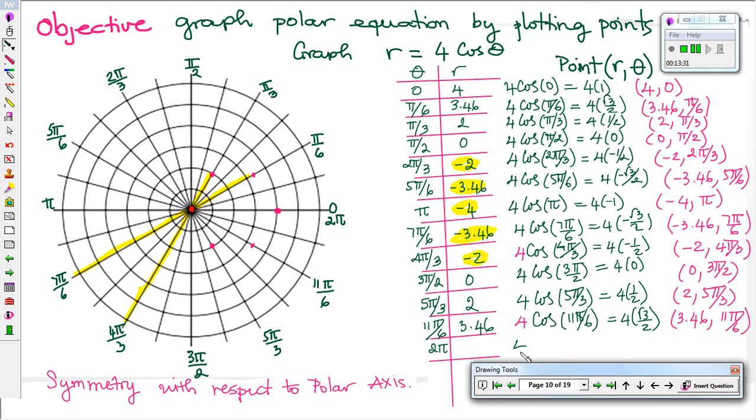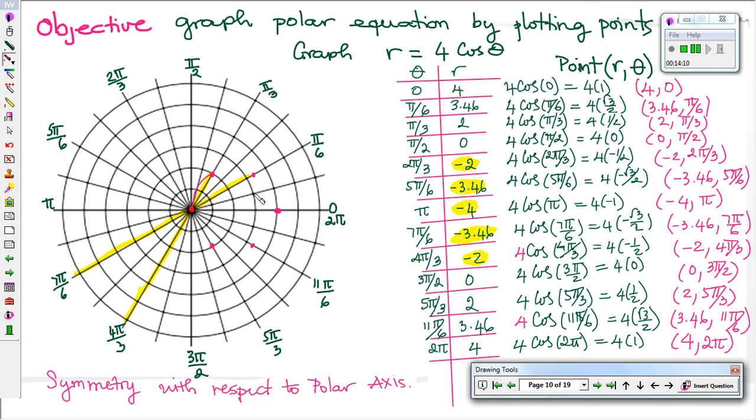And then look at the next one, for 2 pi. So we do 4 times cosine of 2 pi, which is 4 times 1. So we get 4. So the point will be 4, 2 pi. So the point 4, 2 pi will be the same as the point 4, 0. So now we have all the points. The next step we are going to do is connect all the points to get the shape of our graph. So the shape of the graph should be a circle.